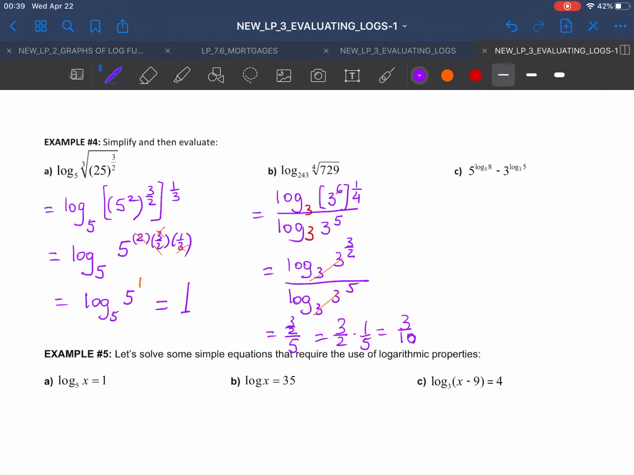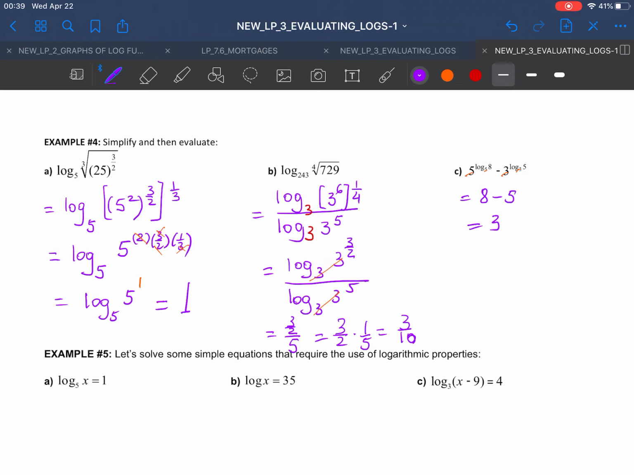Next question. 5 to the power of log base 5 of 8 minus 3 to the power of log base 3 of 5. So you see the base and the base in the power match. The base in the exponent with the base in the power means we have 8 minus 5. The answer is 3.